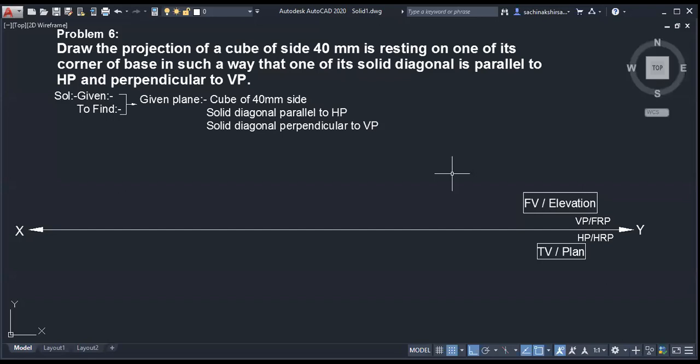Siddhi, roll number 41. Yes, sir. Will you read the problem statement? Yes. Draw the projection of a cube of side 40 mm resting on one of its corners of base in such a way that one of its solid diagonals is parallel to HP and perpendicular to VP.